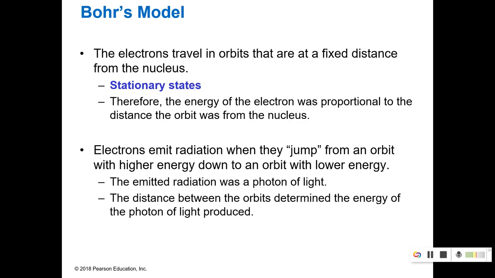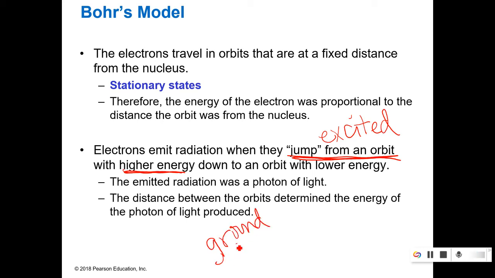Again, this is Bohr's model. They're not truly stationary because when they gain energy, they jump up. And when they jump up, they are excited. Their normal state is ground. So there's an excited state, and then their normal location is that ground state. To get energy, they have to be given energy in order to jump up.